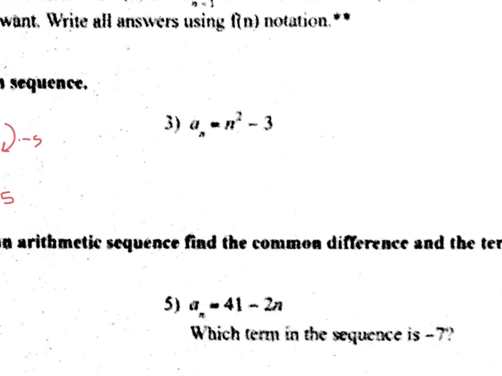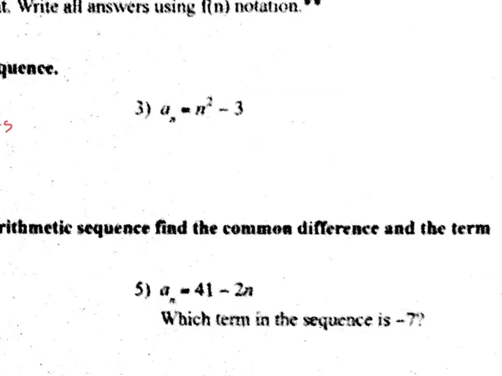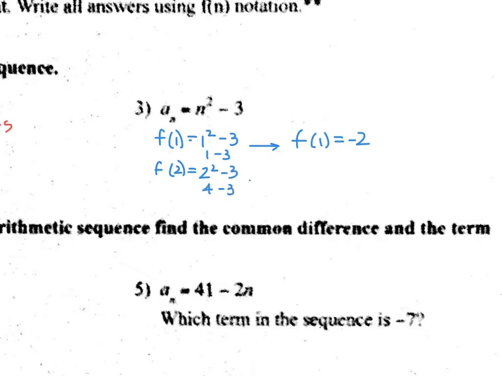All right, question 3. This one is an example of an explicit equation, which means I can plug right in. So f of 1 is going to be 1 squared minus 3. That's just 1 minus 3. That's negative 2. So we'll say f of 1 equals negative 2. F of 2 will do the same thing. 2 squared minus 3. 2 times 2 is 4. Minus 3 is 1. So f of 2 equals 1. If we continue this pattern, we should get that f of 3 equals 6 and f of 4 equals 13.